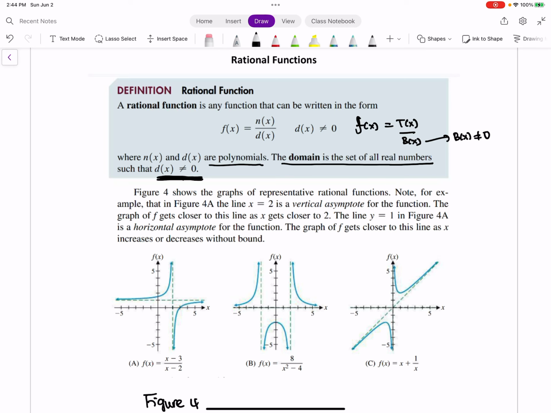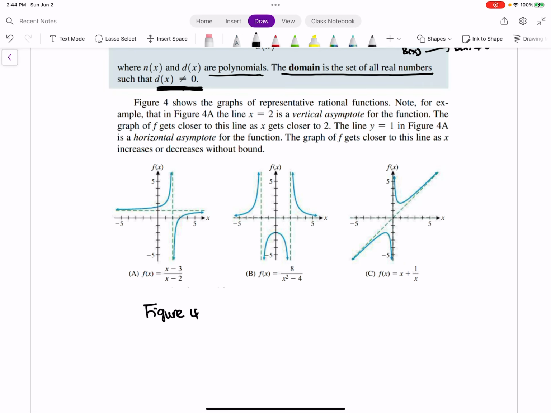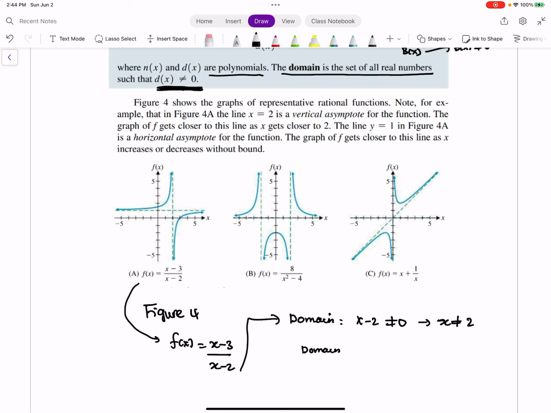Look at these examples of rational functions. For example, the first one: f of x is x minus 3 over x minus 2. In order to determine the domain, x minus 2 should be different from 0, so x should be different from 2. So the domain is from negative infinity to 2, union 2 to positive infinity.